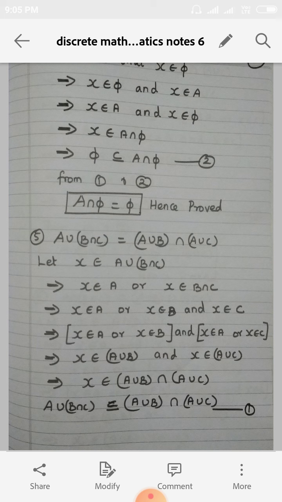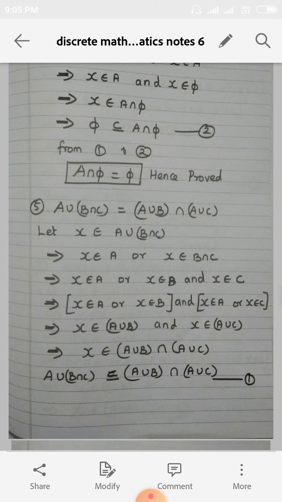And see the fifth one. A union of B intersection C is equal to A union B intersection A union C. First consider, prove the left hand side. Right. What is the left hand side? x belongs to A union of B intersection C. So first we have to write a union. What is a union means? OR. And second we have to write the intersection type. Intersection is nothing but AND. So first one, x belongs to A or x belongs to B intersection C. The next one, x belongs to A or x belongs to B and x belongs to C.